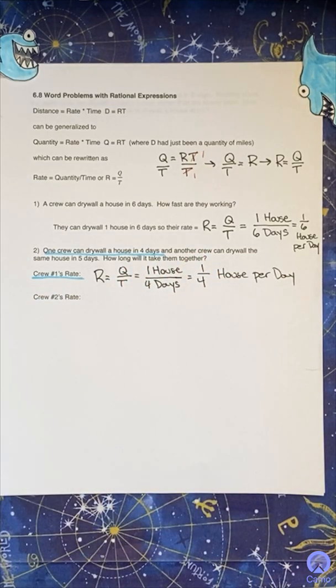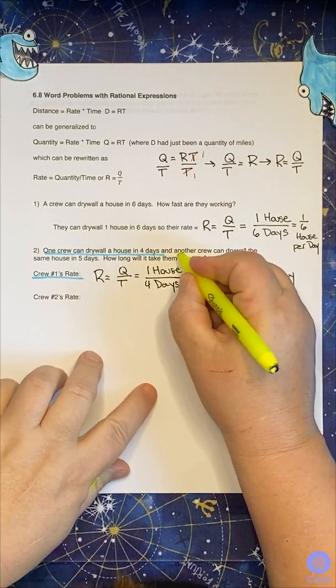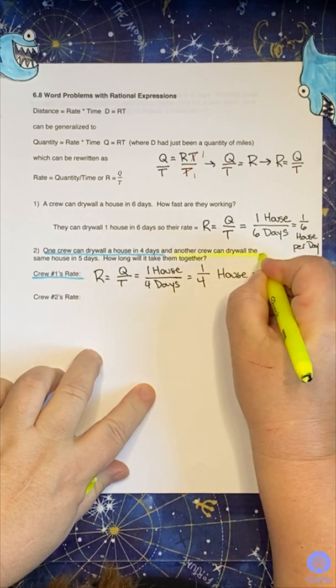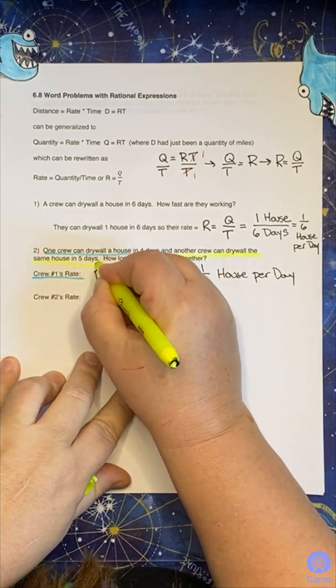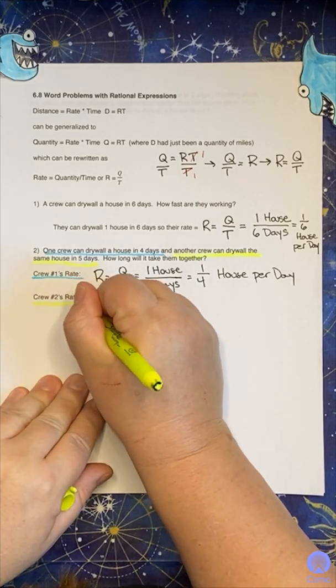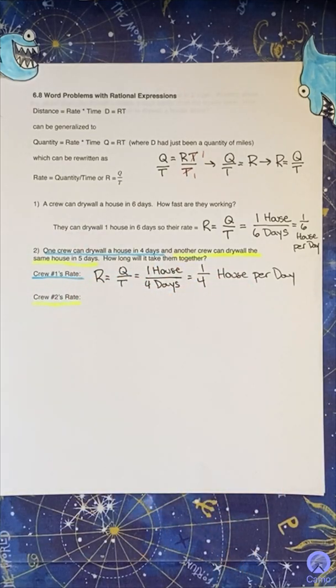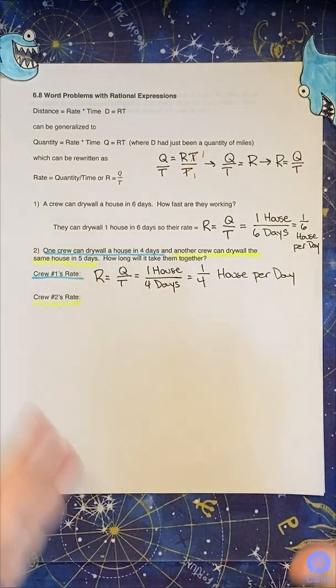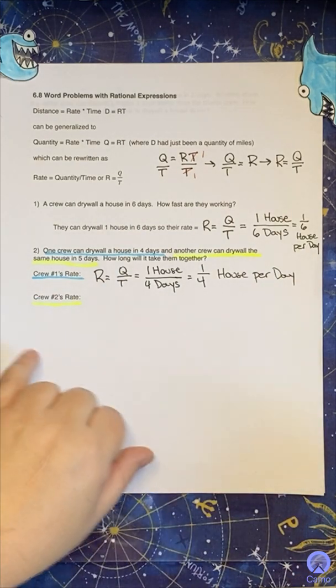Crew number 2, let me come up with a contrasting color. Another crew can drywall the same house in 5 days. So again, you're all thinking, well, wait a minute, how do we know? Well, let's just assume they're doing a whole construction project where all the houses are exactly the same. So that's why we can actually do this.